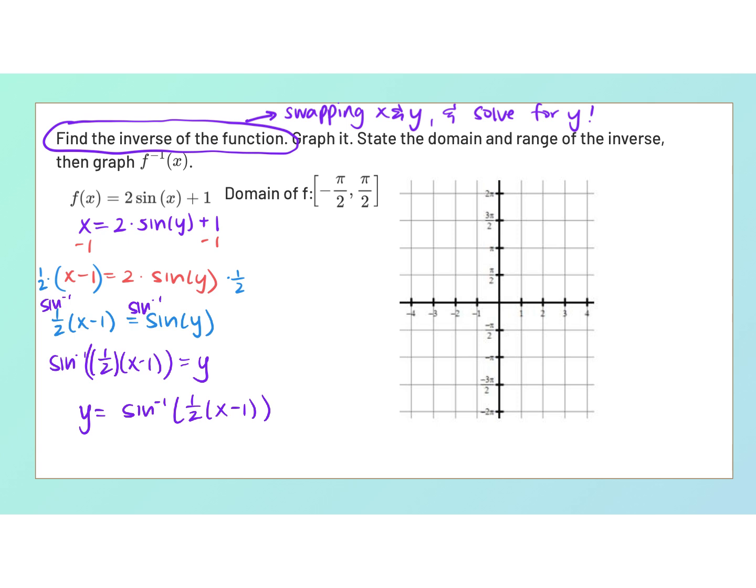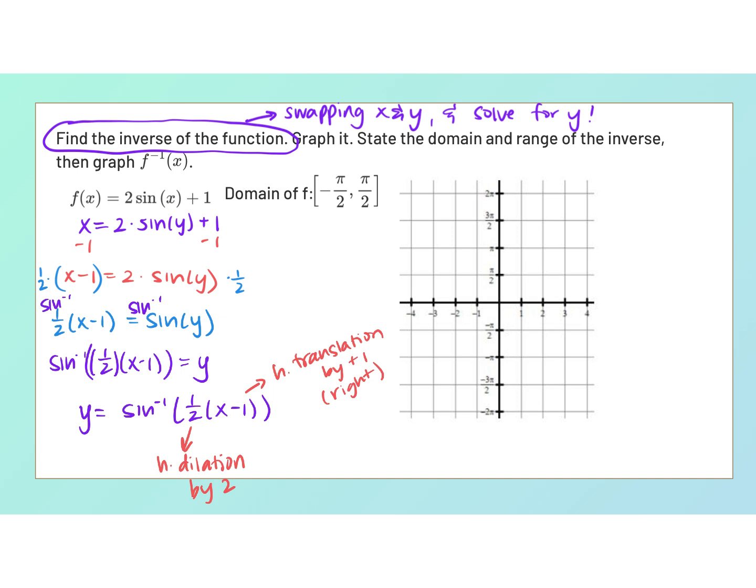So within this inverse sine equation, I see 2 transformations. We have a horizontal dilation by 2, so this is going to be a horizontal stretch. And then we also have a horizontal translation by positive 1. So this is going to be a movement to the right, 1 unit. Remember, those horizontal transformations are opposite of what you expect.